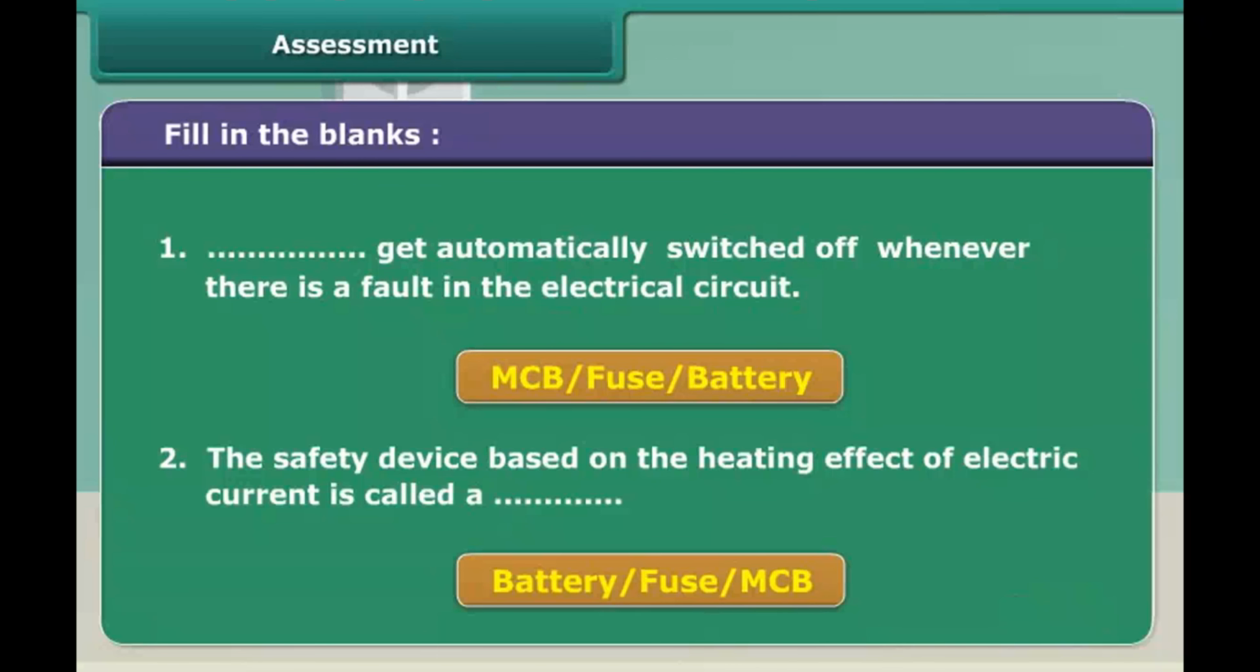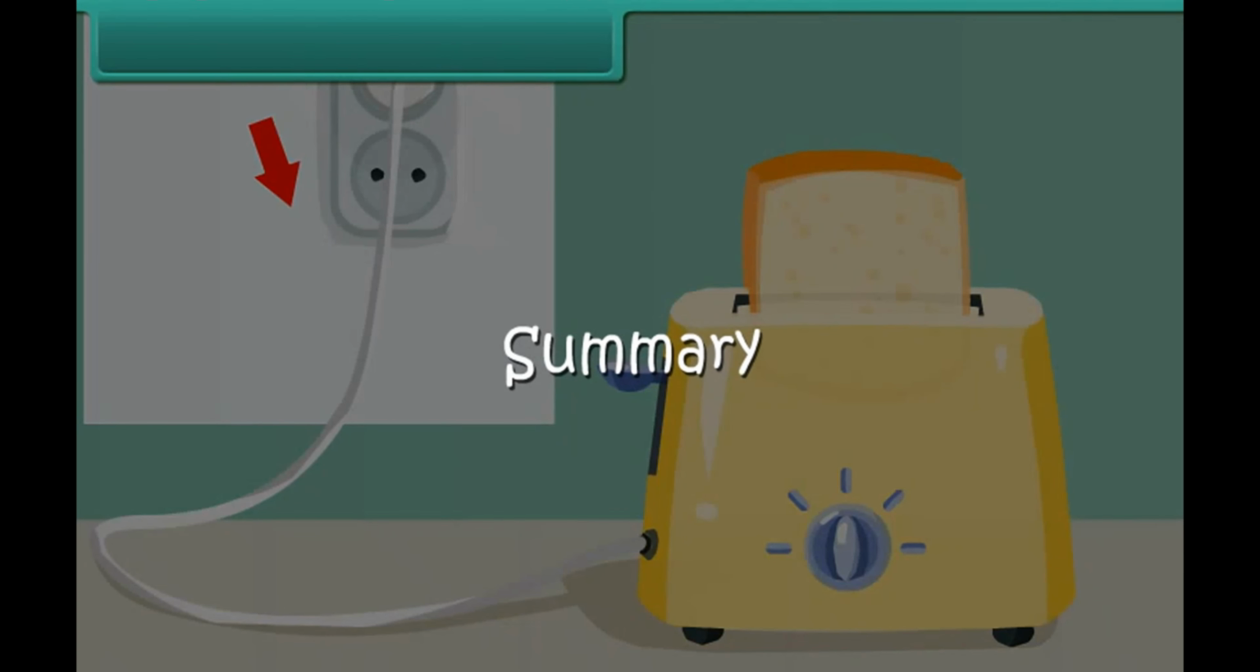Assessment. Fill in the blanks. Summary.